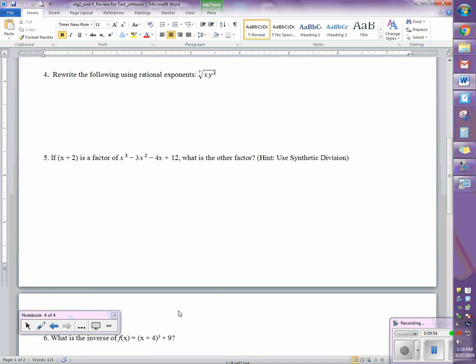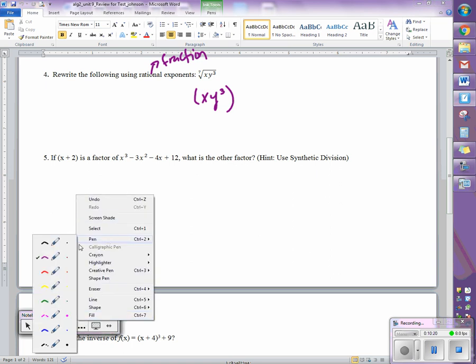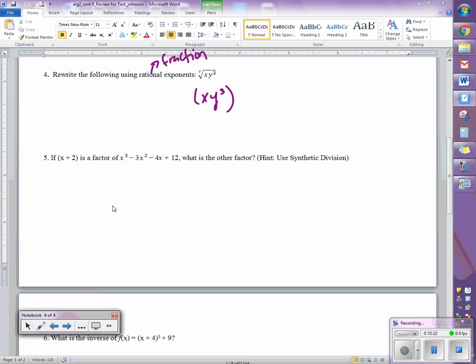Number 4. Number 4 says rewrite the following using rational exponents. Rational just means fraction. So the first thing I would do is take all the contents that are inside this root and put them in parentheses. And then change it to rational form.